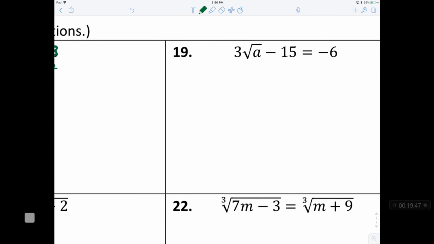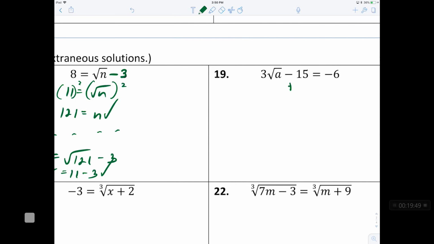19 is very similar. The only other little thing is first I would add 15. These cancel. So I get -1 like this. Then I would take the square root, divide both sides by 3.